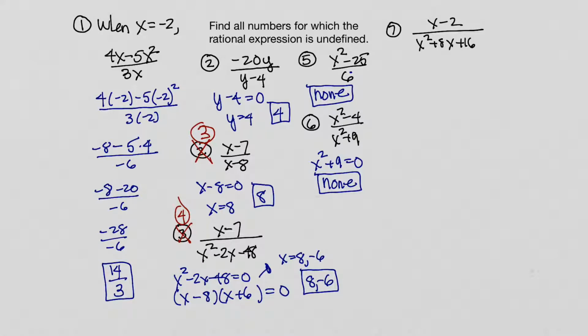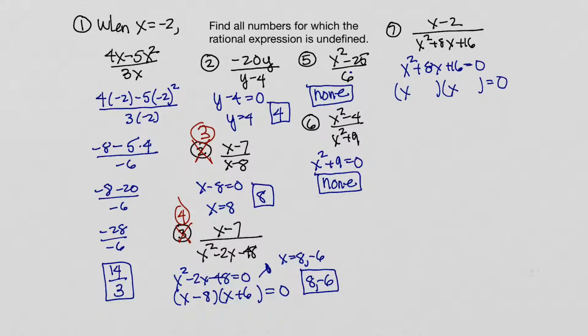Let's do one more of this type here. What we want to know is what's going to make this expression undefined. And again, we don't have to worry about the numerator. That can be 0. But what's going to make this denominator 0? So let's set it equal to 0. x squared plus 8x plus 16 is 0. And we'll factor this, if we can.